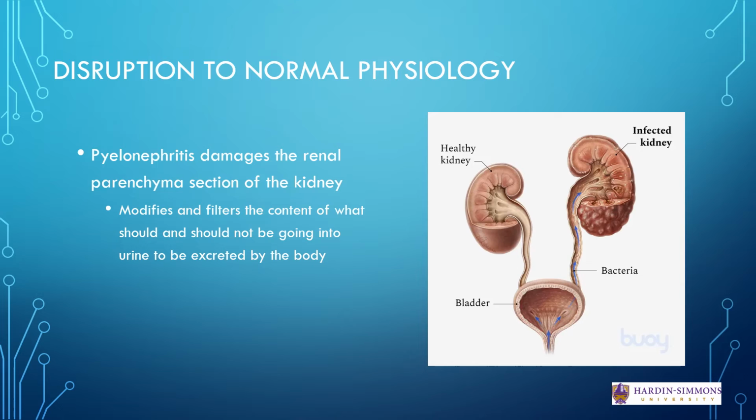So, pyelonephritis damages the renal parenchyma section of the kidney, so where that glomerulus is and your nephron loop and everything that's associated with that region. It modifies and filters the content of what should and should not be going into the urine to be excreted by the body. So like we want to keep our water content in our body if we need it. We want to keep our enzymes. We want to keep our amino acids. We want to keep our albumin. We don't want to keep necessarily metals or bacteria or anything like that. So that's kind of what's going to be excreted.